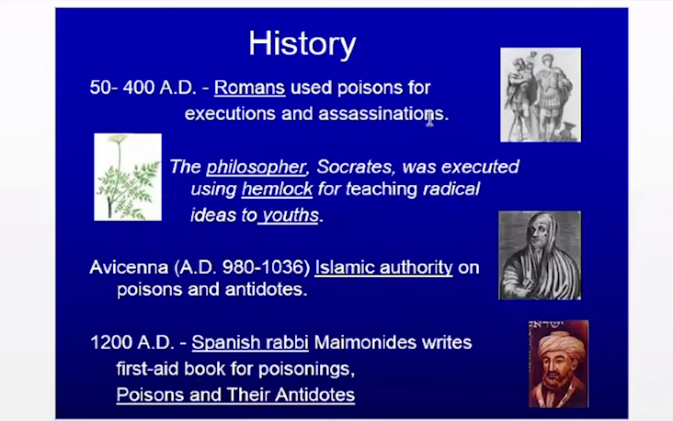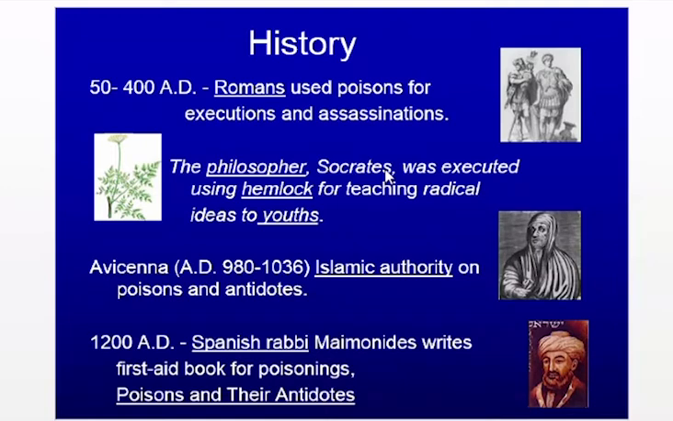When you move again in time, around 50 to 400 AD, the Romans used poisons for executions and assassinations. So they understood how the poisons could work, and so they used them for execution of their enemies or people who were a nuisance to society, or for assassinating their enemies.